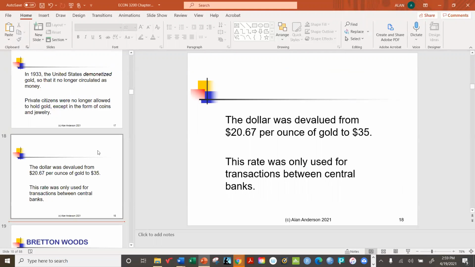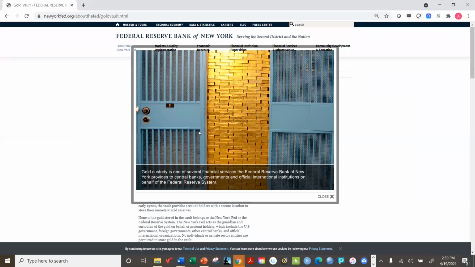Now, of course, once we went off the gold standard, there was no longer any need for that. But the gold is still sitting there to this day because it's safe. And the countries that own it don't really need it. They know that it's there. They can have it back if they want it, but they usually don't. So it's probably going to stay there forever because nobody really needs it.